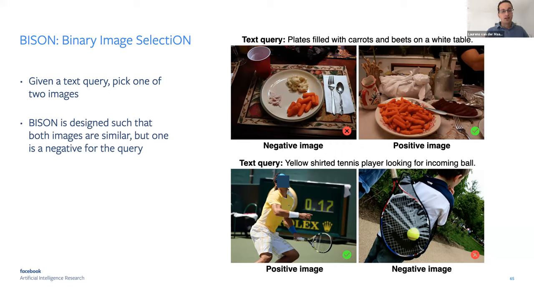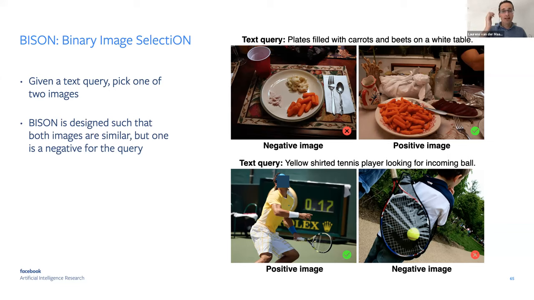Or similarly, if the text query is yellow shirt, a tennis player looking for incoming ball, we'll have these two images, one of a yellow shirted tennis player and the other one of also a tennis player, but a tennis player who's not wearing a yellow shirt and who's not looking for an incoming ball. And so this task allows you to measure much more reliably the accuracy of systems like this, because now you know what the positive image is and you know what the negative image is. And also it focuses more on fine-grained details, on subtle differences between these images that are semantically important.